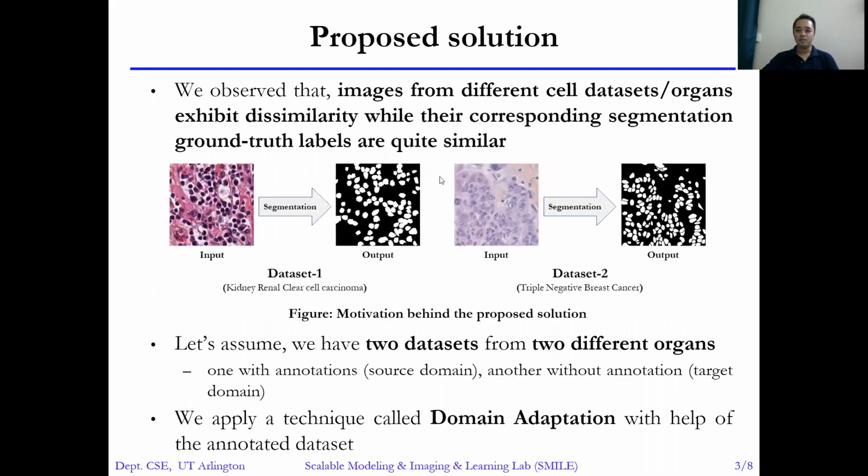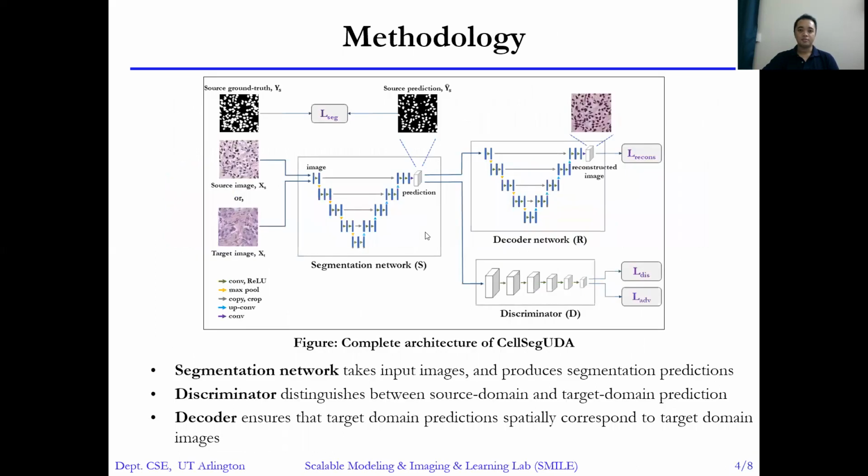We very carefully observed that the cell segmentation outputs are domain invariant. You can see this in the figure, and we assume that we have two domains: a source domain, in which we have annotations, and another, the target domain, in which we don't have any annotations. And we apply a technique called domain adaptation with the help of the annotated dataset. At first, we propose an unsupervised domain adaptation network, then we extend it to semi-supervised domain adaptation.